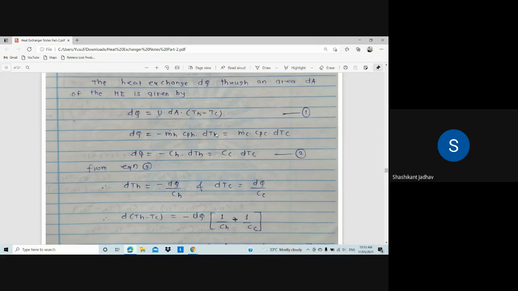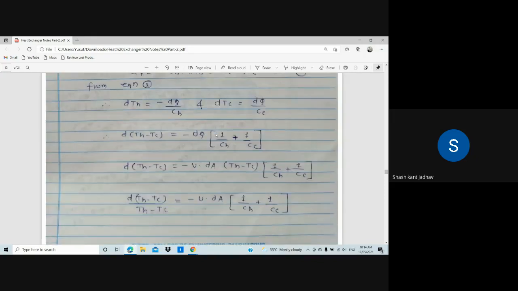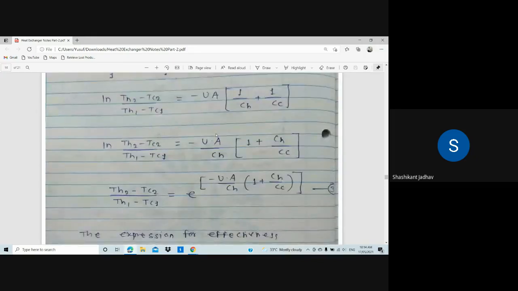taken the difference of those two. So we get the equation d(Th minus Tc) is equal to minus U into (Th minus Tc) into dA into bracket 1 upon Ch plus 1 upon Cc. So the (Th minus Tc) part we have taken to the left hand side, and we get d(Th minus Tc) divided by (Th minus Tc) is equal to minus U into dA into bracket 1 upon Ch plus 1 upon Cc. Then we have taken the integration from 1 to 2, and for the area 0 to A, and after the integration we get (Th2 minus Tc2) divided by (Th1 minus Tc1) is equal to e raised to minus U into A into bracket 1 upon Ch plus 1 upon Cc, and that is equation number 3.